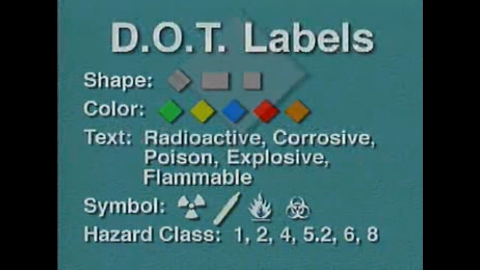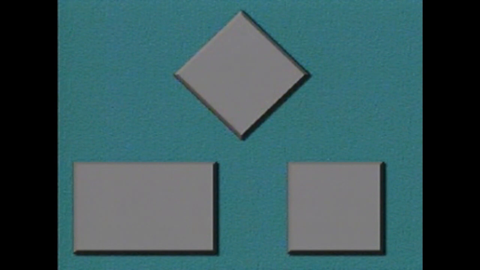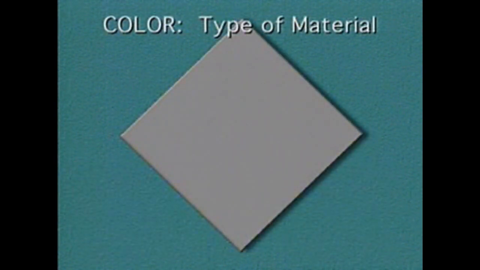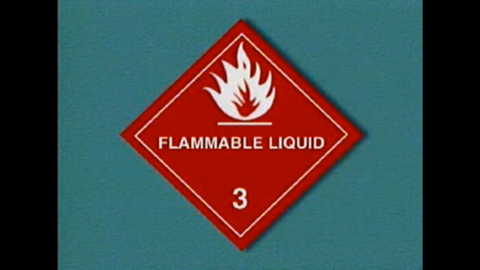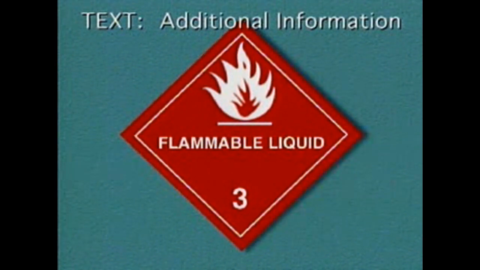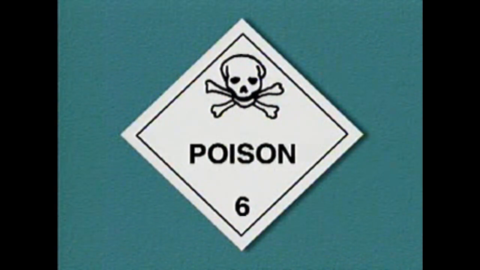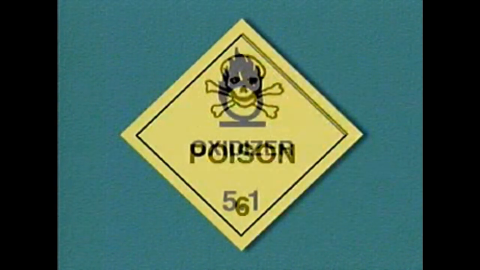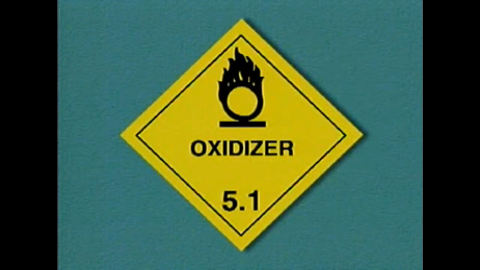Most DOT labels are in the shape of a diamond. A few exceptions are rectangular or square. The color of the label identifies the type of hazardous material that is labeled. For example, orange is used to identify explosives, and red is used to identify flammable materials. The text that appears on the label gives additional information about the hazard, such as the word poison on this label, or the word oxidizer on this label.